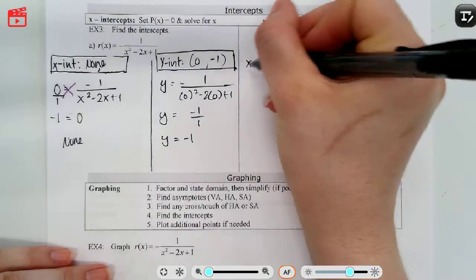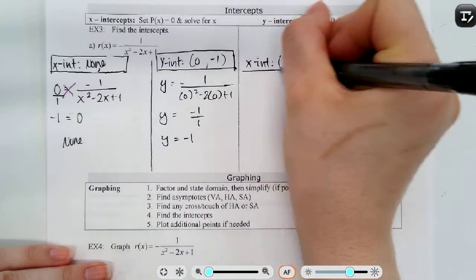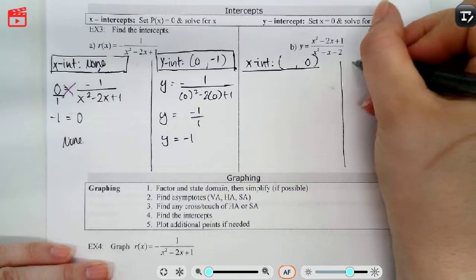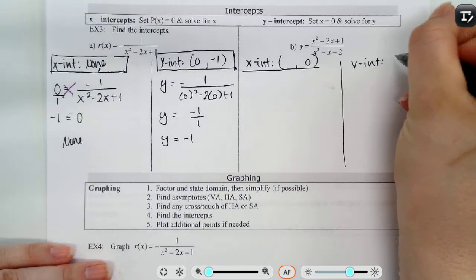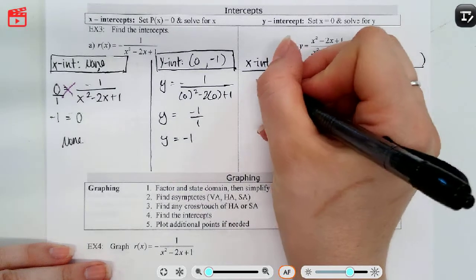All right, so hopefully you went ahead and gave this a shot. I'm going to set these up real quick. All right, x-intercept, set y to 0.